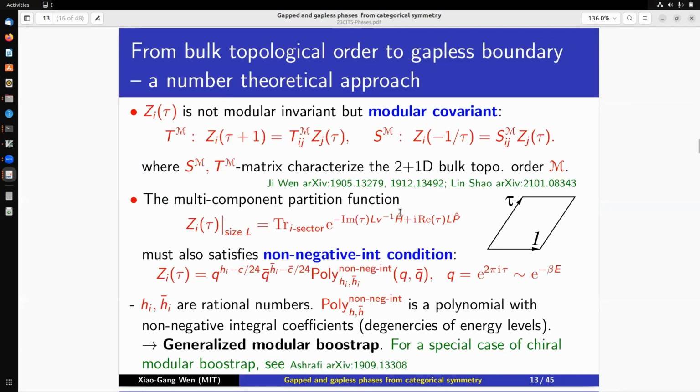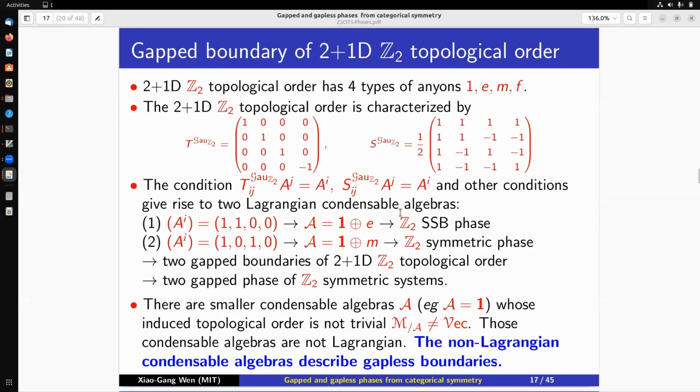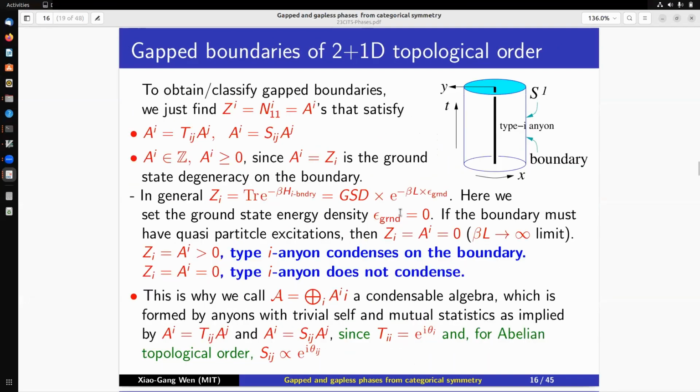Okay, and in the last lecture we talked about how to determine gapless states. This idea not only describes gapless states, it can also be used to determine gapped states. For a gapped state, the partition function is a constant. It's just a number. It does not depend on the shape of the space-time, so it does not depend on tau.